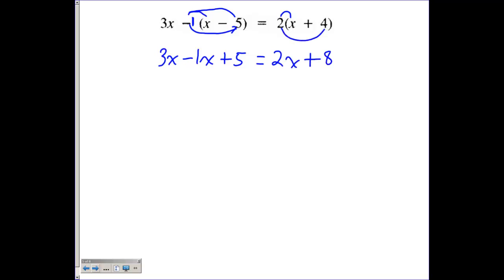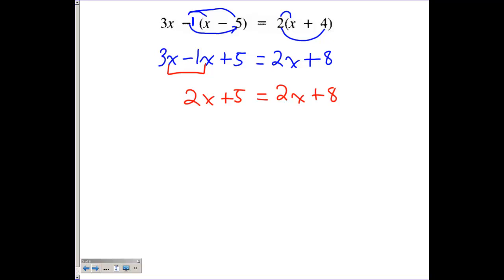is going to give me +8. Now, a lot of students have a tendency of trying to move the x's all to one side. Well, we're not done with step 1 yet, combining like terms. I can still combine like terms. So 3x minus 1x leaves us with 2x plus 5 equals 2x plus 8. Now the next step is to move all your x's to one side of the problem.